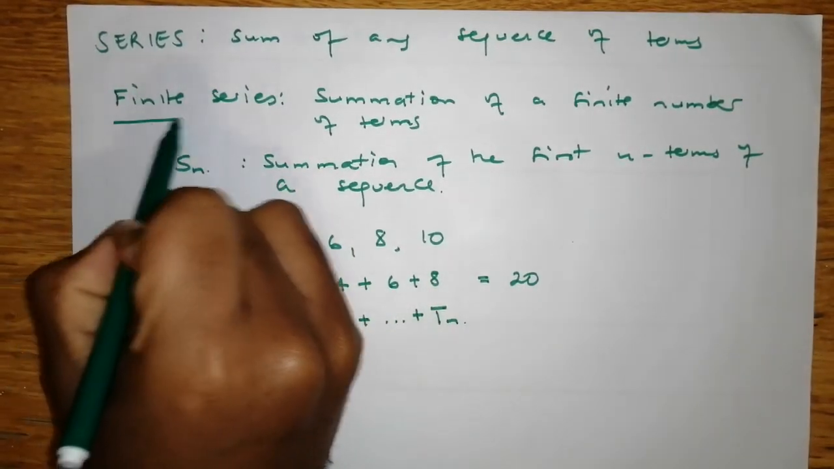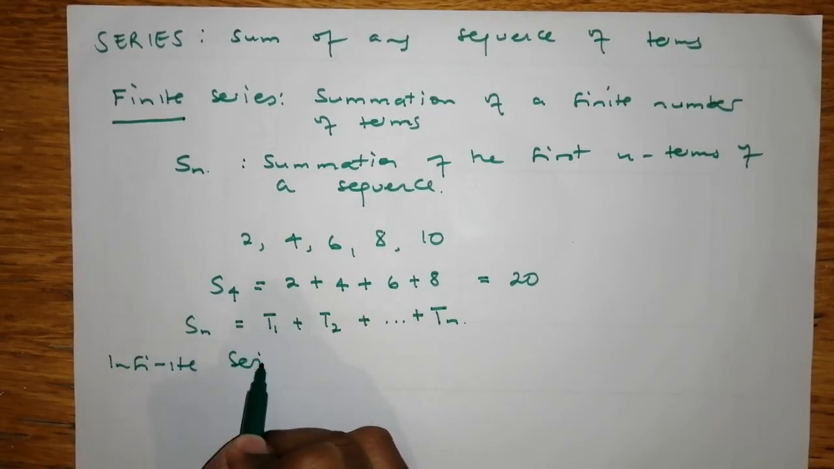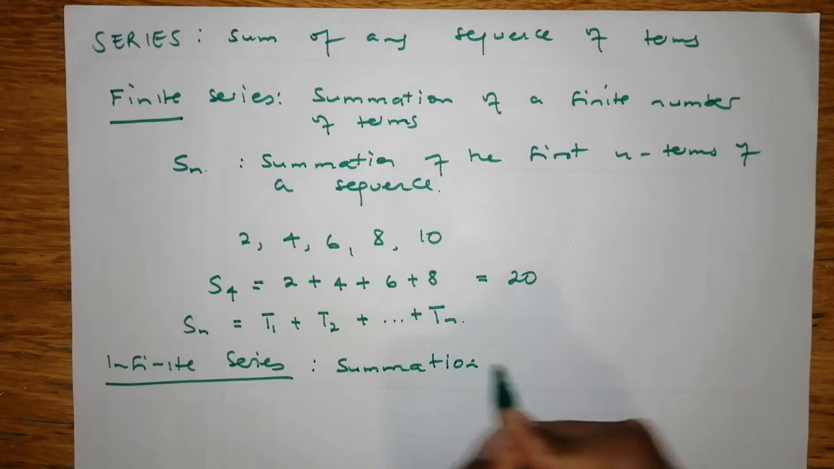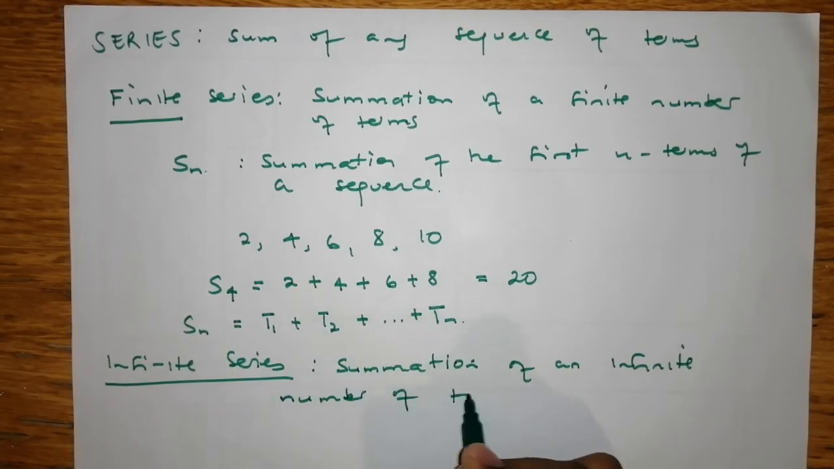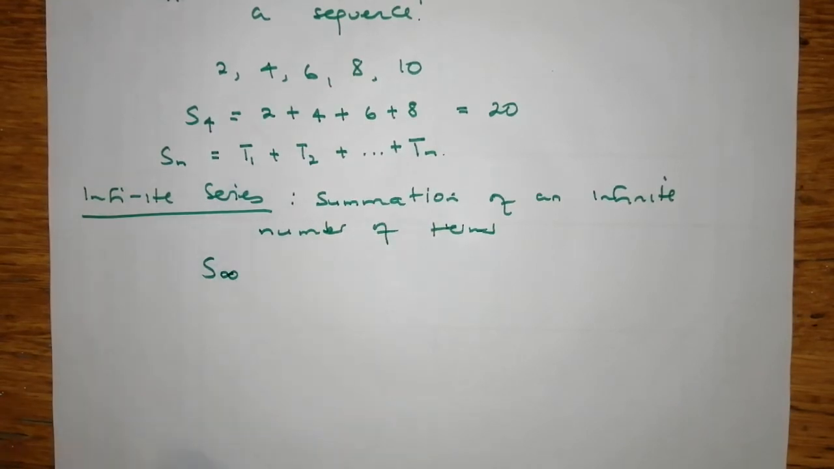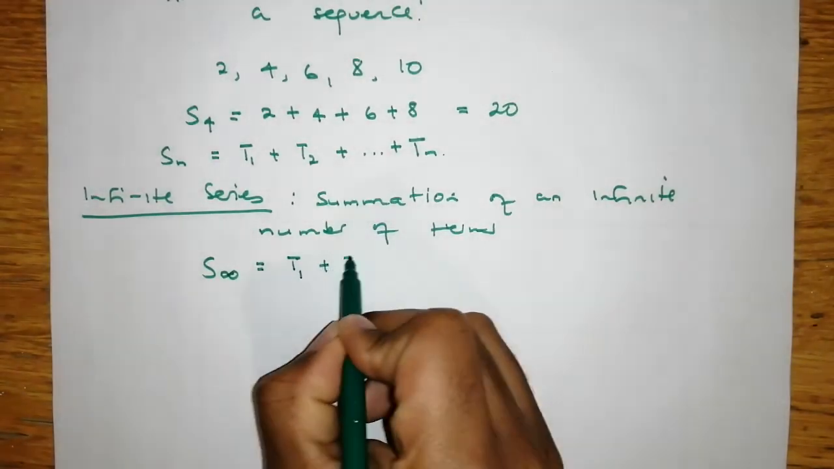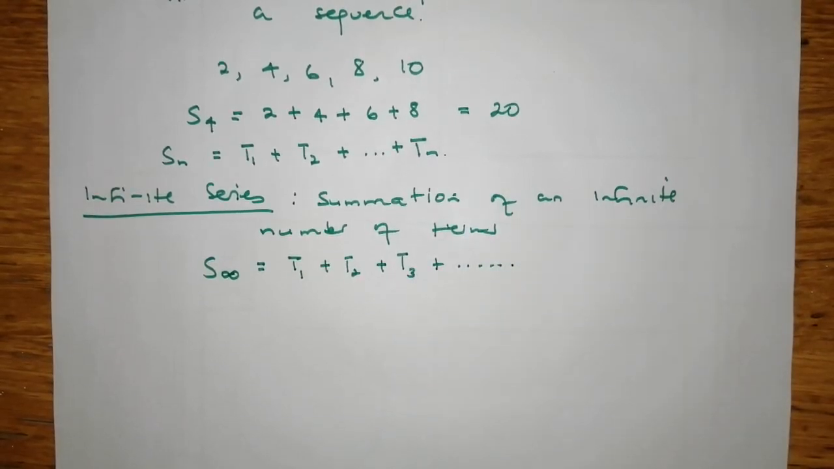Also, we do not only have finite series, but there also exists an infinite series. As you can guess, this is a summation of an infinite number of terms. We represent this by S, then there is infinity. So basically we've got a sequence of terms, T1 plus T2, and we're going to keep on adding until we get to whatever term it is. This is an infinite sequence that we are adding. Hence, an infinite series is a summation of an infinite number of terms.